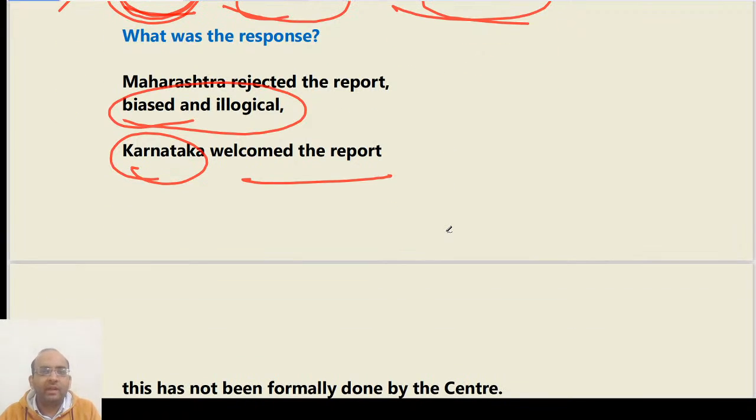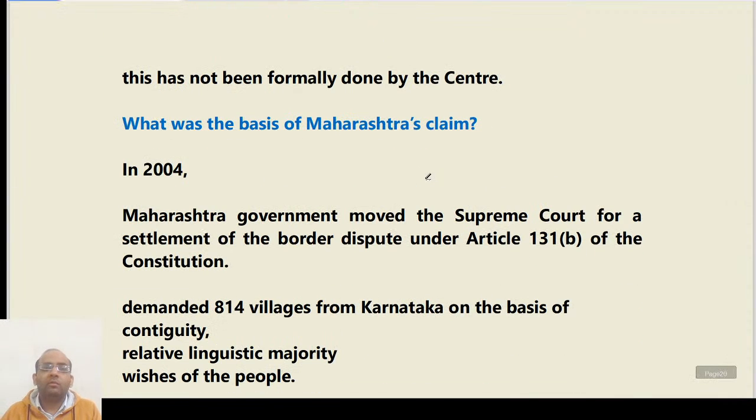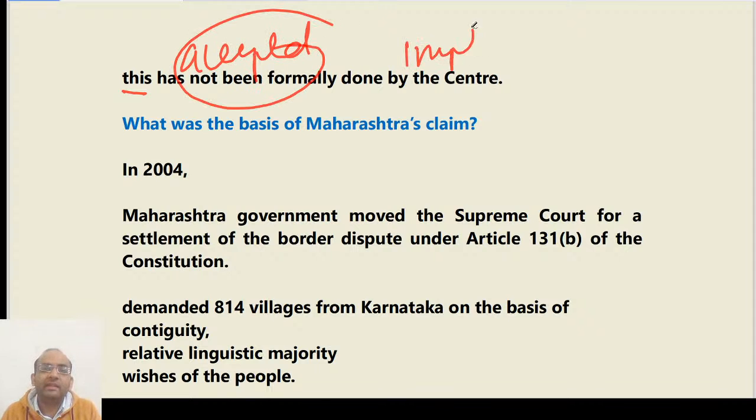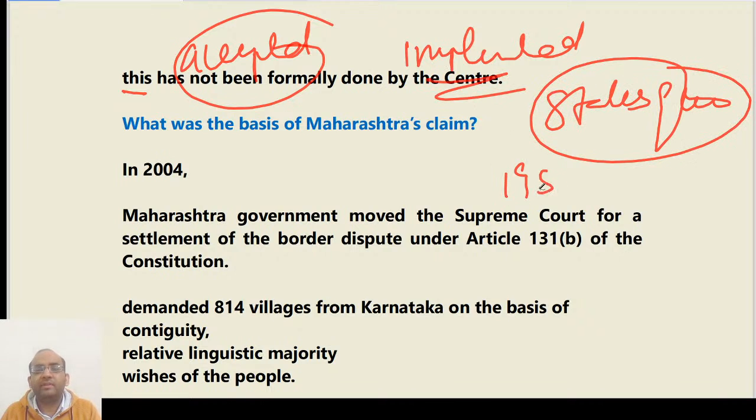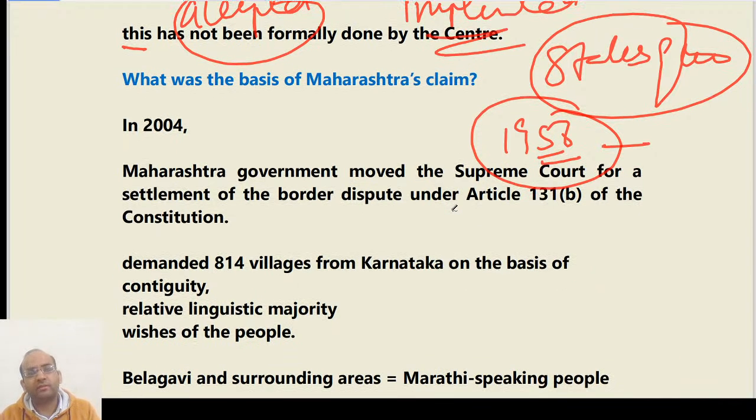There would be no benefit in reigniting the old issues. Now, this recommendation has not been accepted by the center. It has not been implemented by the center. So, what remains is the status quo. Status quo on the 1956 Reorganization Act drawing of boundaries. Whatever boundaries are drawn by this act, they remain that only. वही रही boundaries, कुछ बदला नहीं.